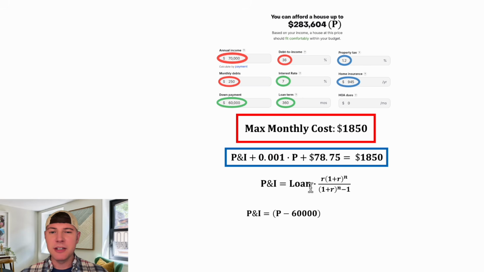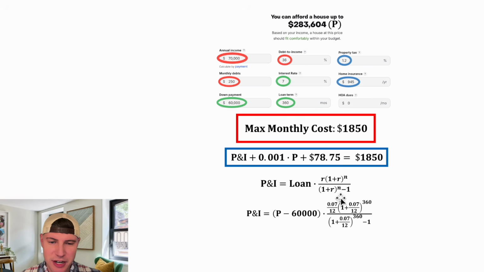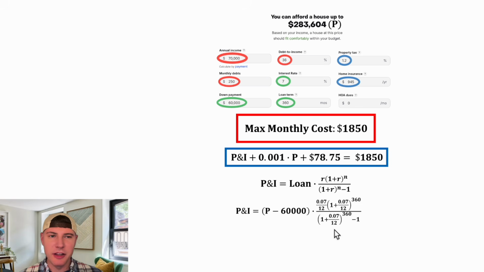The loan amount is equal to the price of the house minus our down payment. So the loan amount is going to be equal to P minus 60,000. And then the rest of it looks like this. So the 7% interest rate is going to be 0.07 divided by 12 to get the monthly rate. So everywhere we have an R, we're going to put 0.07 divided by 12. And then in the place of the N's, we're going to plug in 360. And then from here, we can plug all this into a calculator. And this is now going to become an approximate value.